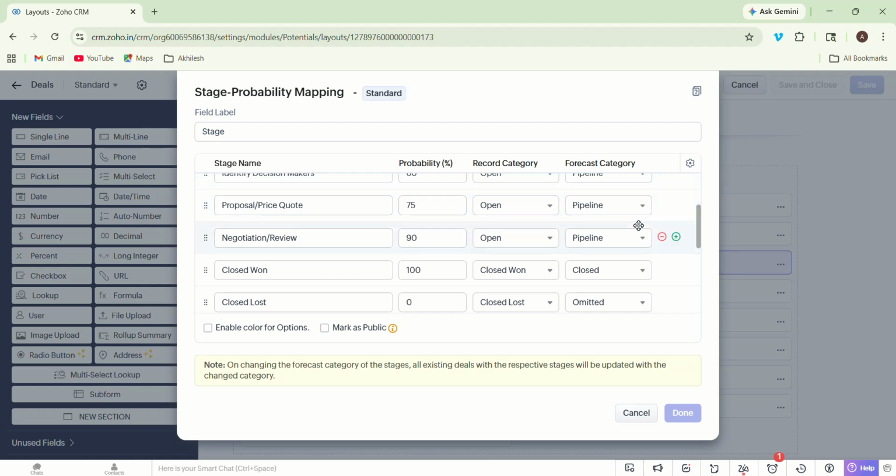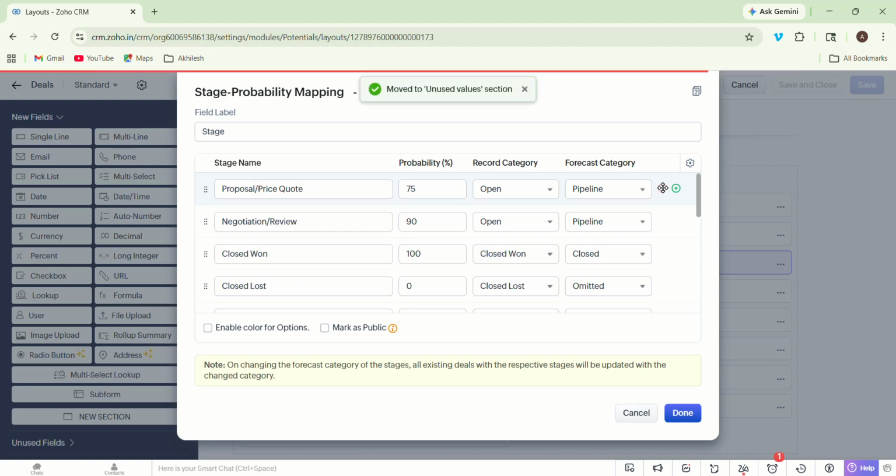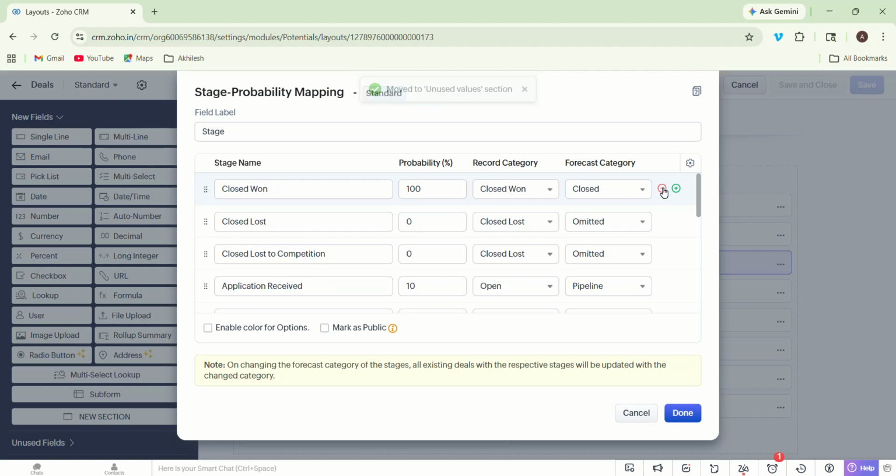Okay, so how do we delete the stages? Basically, this is a sign where you can delete it. Then we delete all these stages. For example, we deleted a lot of stages. We just kept the closed one and closed lost.